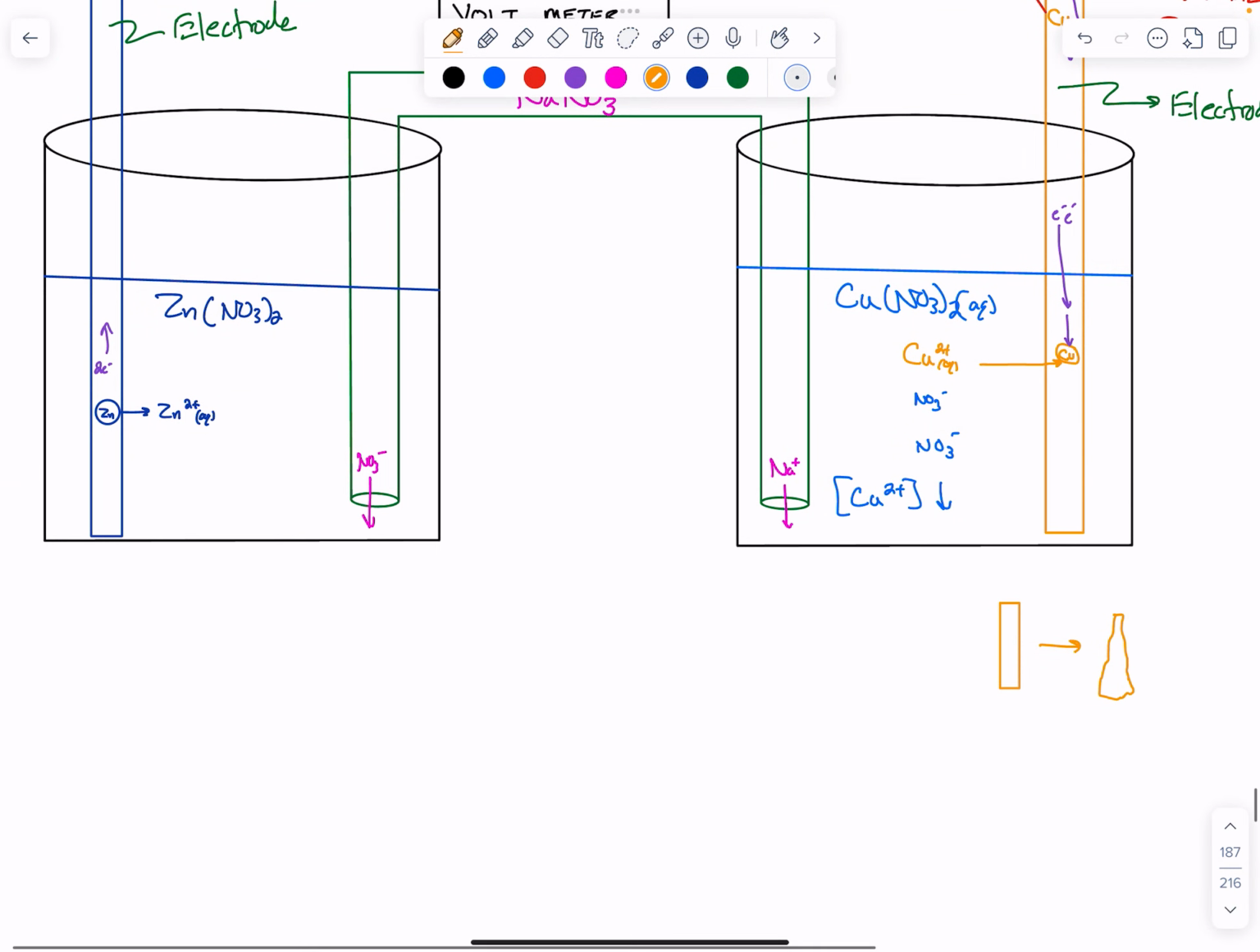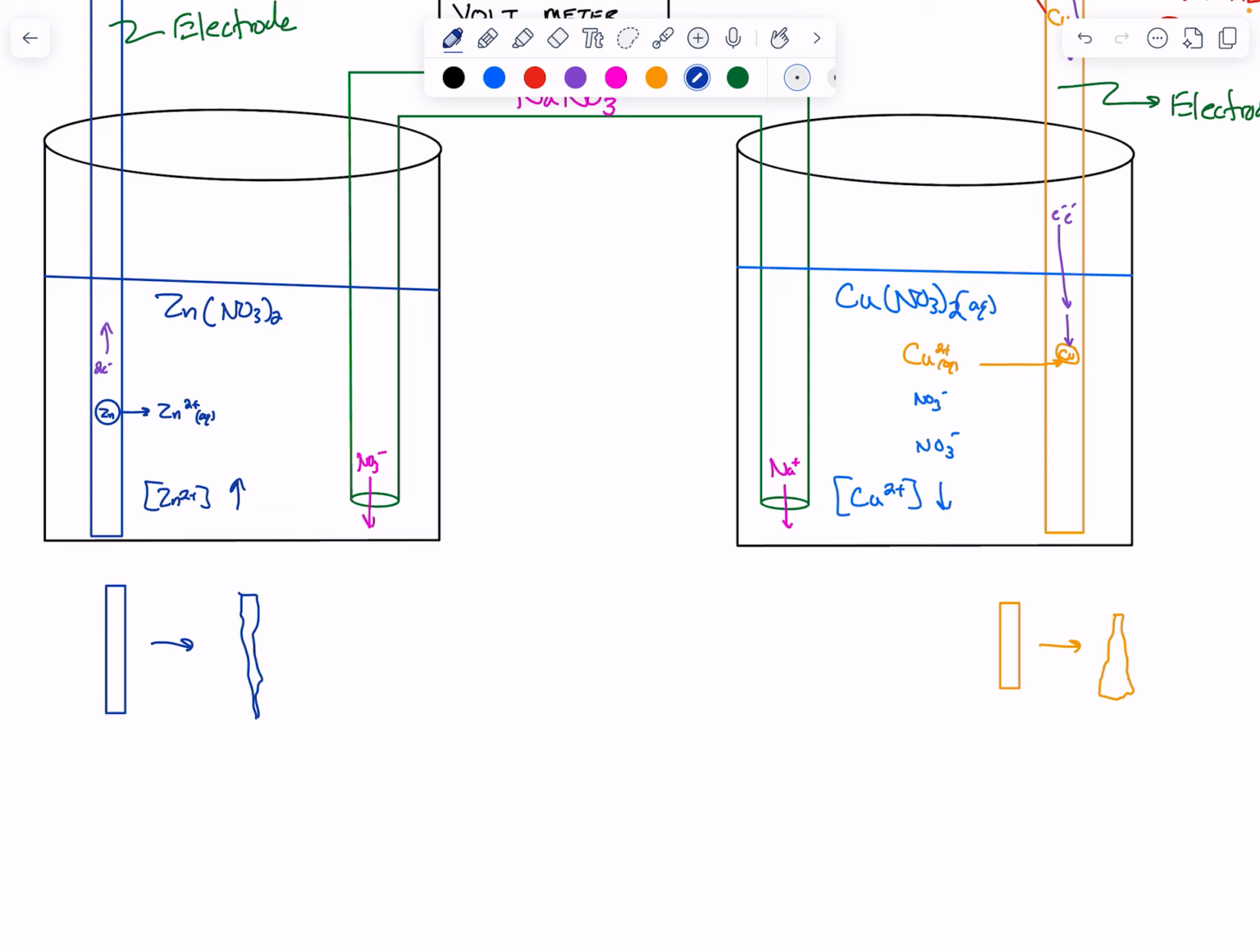Conversely, our concentration of Zn2+ here increases, and the anode, the zinc electrode, goes from this to something like this, where it becomes depleted. Right? Something like that, where it's depleted, if that makes sense. Okay, so that's basically what happened.